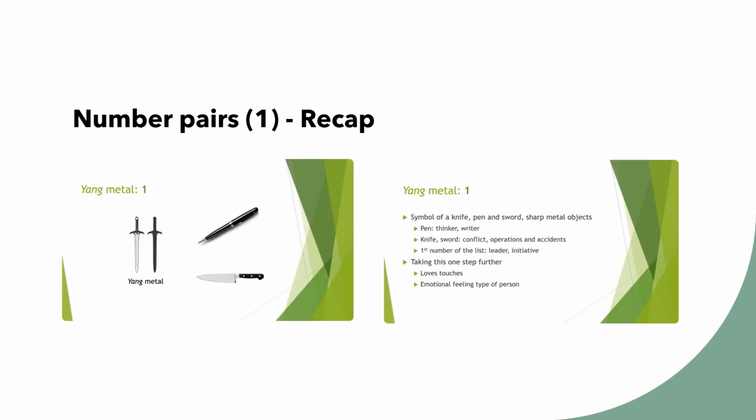Well, before we go on, we want to remind ourselves what the number 1 is about. So it is a young metal element number that is often associated with the images of a knife, a pen, a sword, and it could be used to symbolize a leader, one person, or taking the initiative. It is also associated with the ideas of emotions and thoughts.